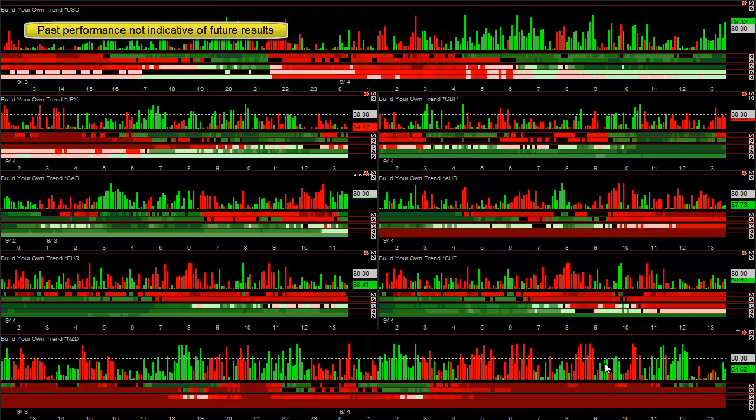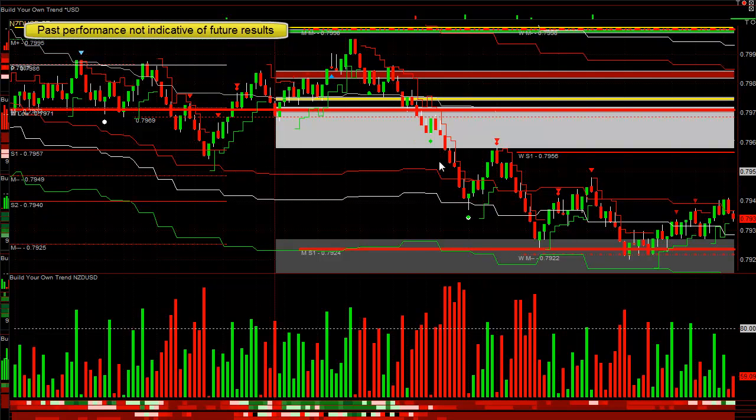The New Zealand was also extremely weak throughout the day, so selling the New Zealand dollar also makes sense. And look, when you first look at the chart, notice where the hourly is. Is it above it or below it? If price is above it, it tends to go up. Below it, it tends to go down. What's the longer term trend? In this case, the weekly and monthly trend are both down.